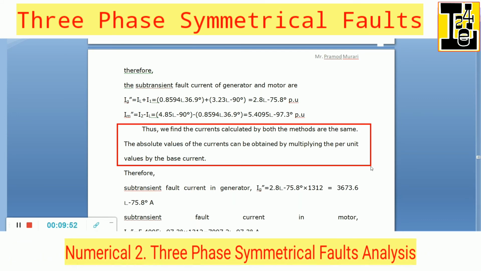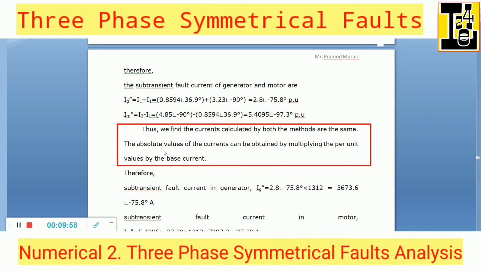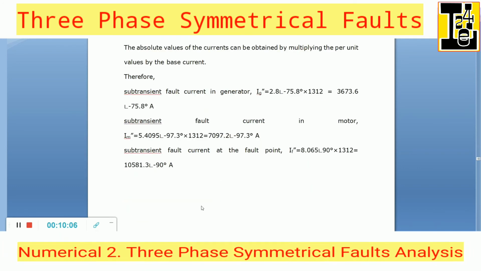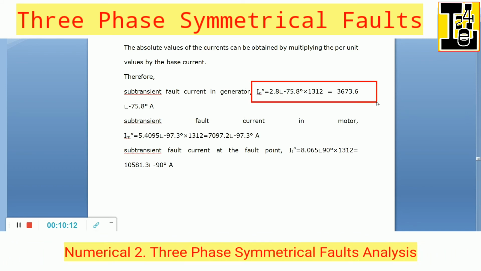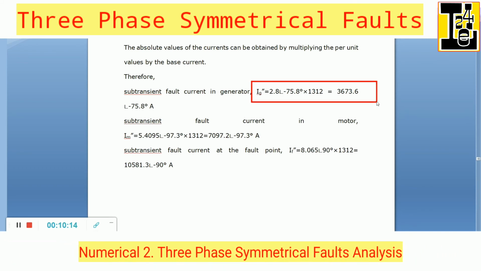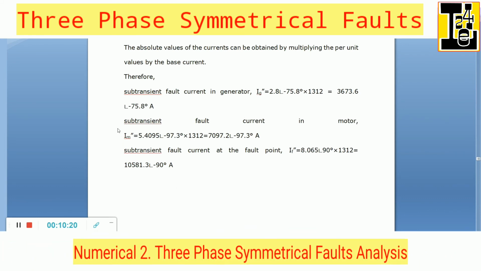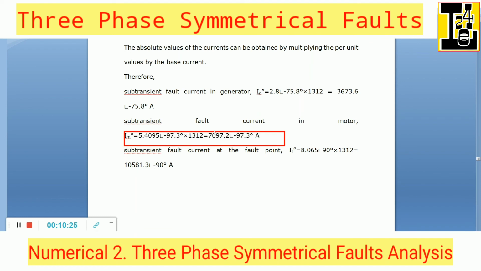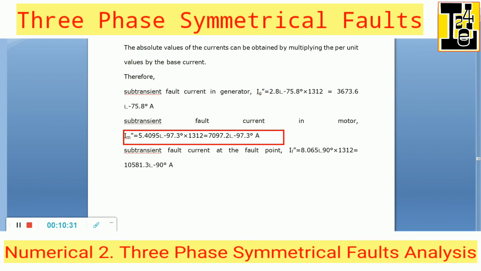The absolute values of the currents can be obtained by multiplying the per unit values by the base current. So if we need the actual values, we need to multiply the per unit values with the base values. Subtransient fault current in the generator Ig double dash is equals to 3673.6 at an angle minus 75.85 degree ampere. Im double dash, that is subtransient fault current in the motor, is 7097.2 at an angle minus 97.3 degree ampere.